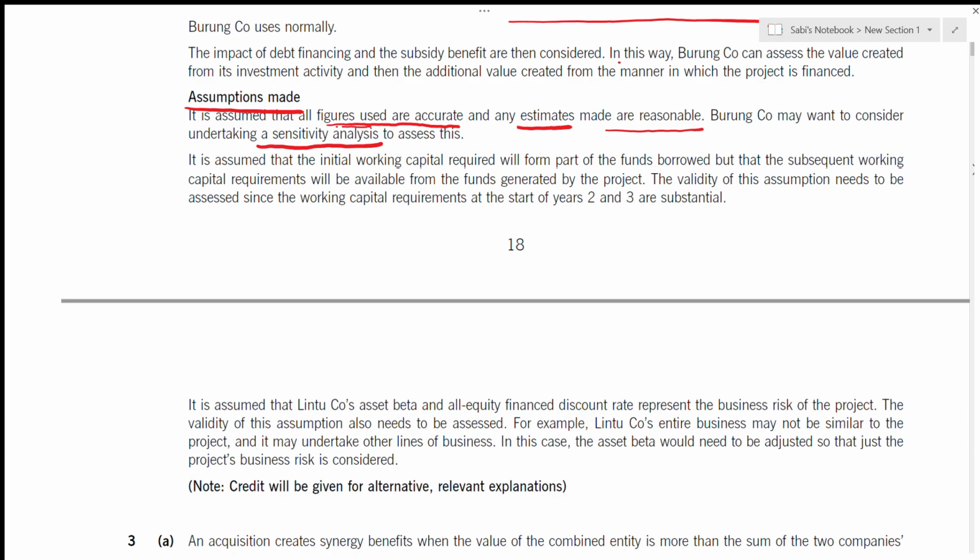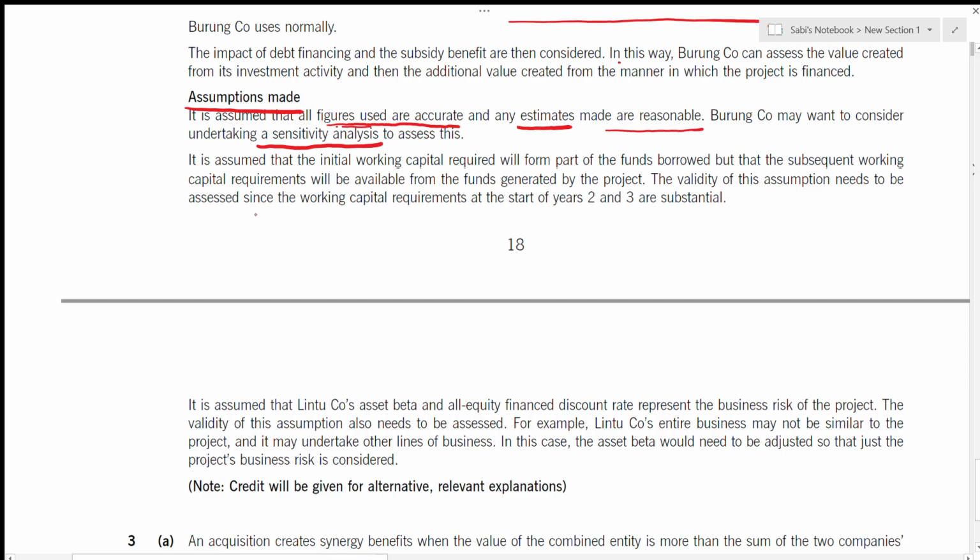Okay, let's go to the second para. Here also, check the way they have divided. In the first line they talked about the figures being correct and the estimates. Second they are talking about the working capital requirement, right? So it is assumed that the initial working capital required will form part of the funds borrowed. Funds borrowed first was 38 million. With that we also have the working capital needed. So it is assumed that this also will be required. But the subsequent working capital requirements will be available from the funds generated by the project. The validity of this assumption needs to be assessed.